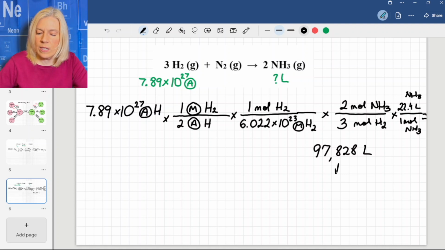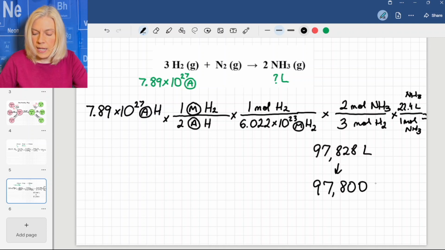Remember our 3 sig figs? So 3 sig figs is we will have 97,800 liters of ammonia can be produced with 7.89 times 10 to the 27th atoms of hydrogen.